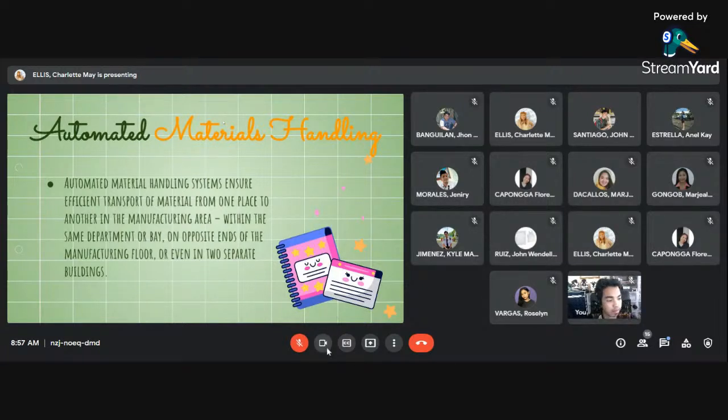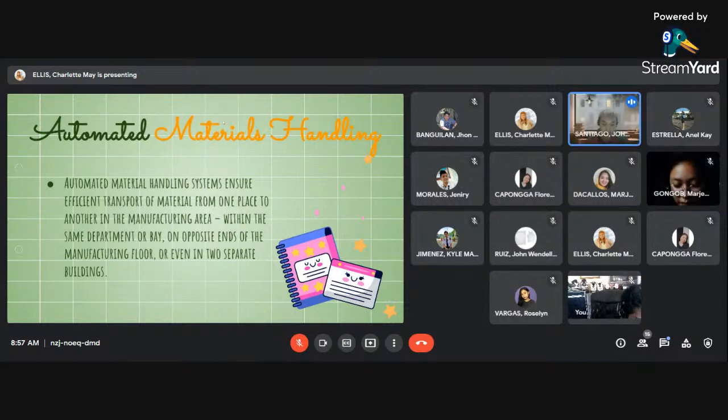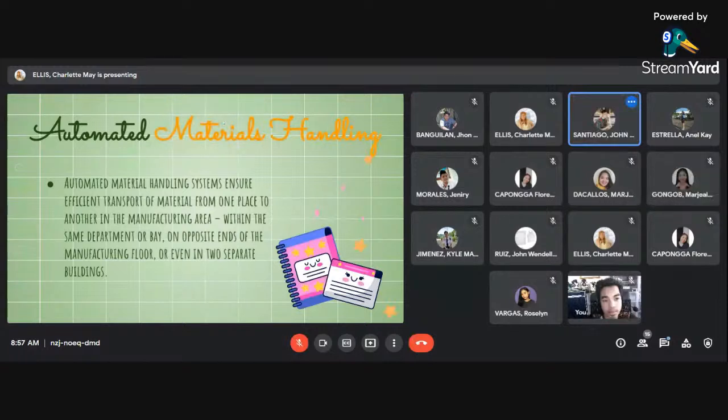So, automated materials handling system ensures efficient transport of material from one place to another in the manufacturing area, within the same department or bay, on opposite ends of the manufacturing floor, or even in two separate buildings. So, as we all know, warehouse and manufacturing are changing. They find creative ways to manage inventory and productivity while rethinking system workflow. So, in this automated materials handling, the next slide.